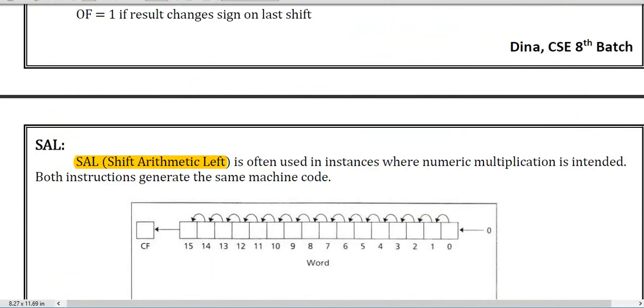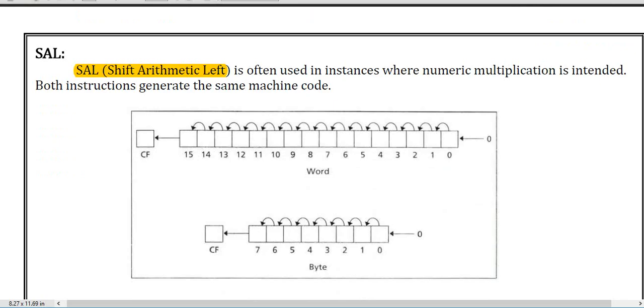Now we have SAL, which is denoted as shift arithmetic left. Here we have the index values and here we have the CF. We need to shift the values from right to left. First of all, we add a 0 in this position and then shift one by one from 0 to 15, and lastly we move the last value to the CF. This one is known as SAL, or shift arithmetic left.